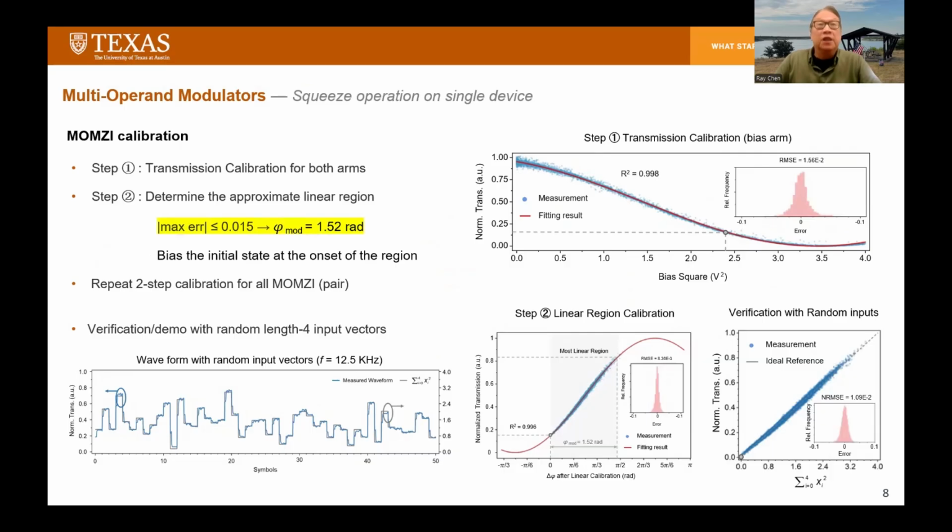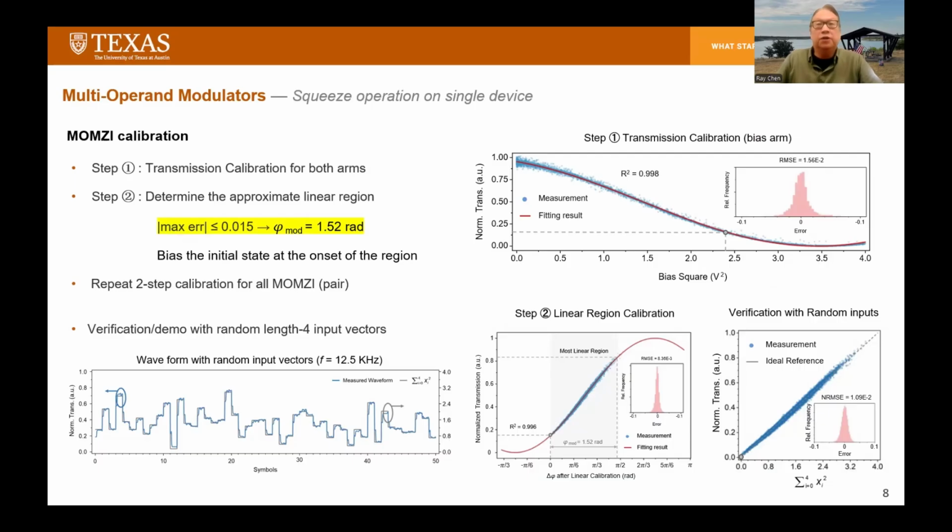So this slide shows you how to calibrate the multi-operand MZI for linear operations. We use a simple 2-step procedure. Step 1 is a transmission calibration for both arms. We sweep the bias and then measure the normalized transmission, fit it with the physical model of MZI, and then get the electro-optic tuning efficiency of each phase shifter. The example on the top right shows the fitting result of the biased arm.